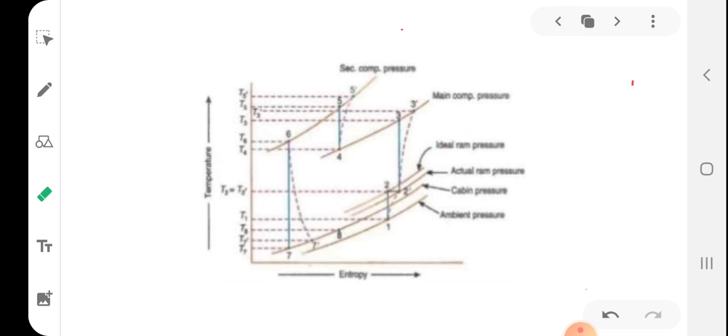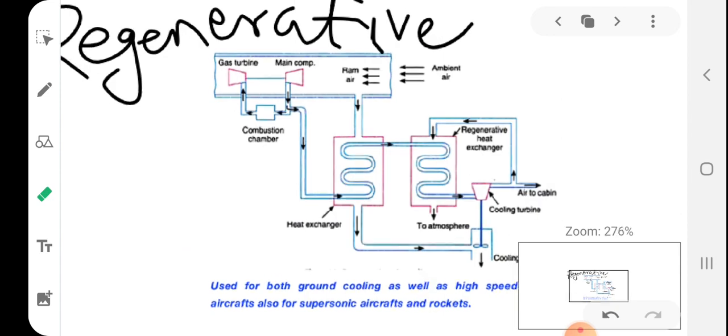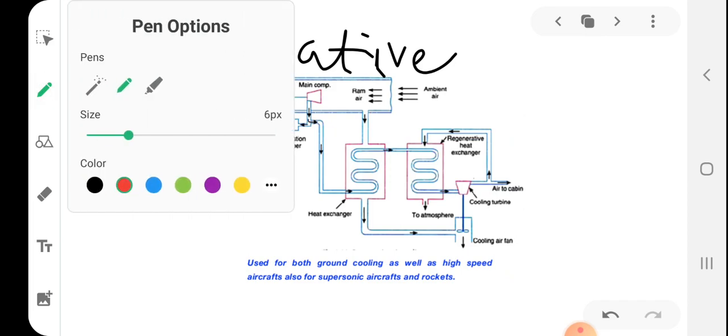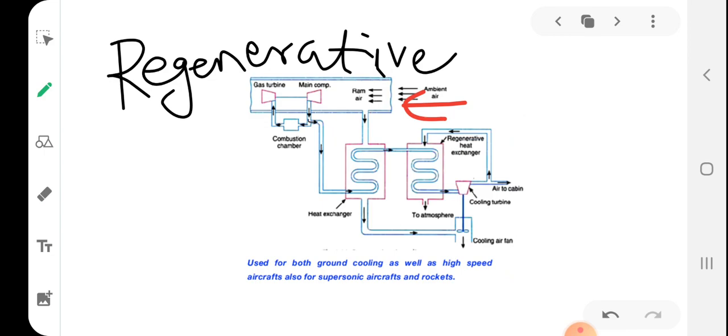Now we will move to the next system, the regenerative system. Students, the regenerative system is another kind of aircraft refrigeration system where a concept called a regenerative heat exchanger is used. Here, ambient air enters the aircraft system and ramming takes place. Its pressure and temperature increase. After ramming, the air is compressed and then enters a heat exchanger. In the heat exchanger, the temperature of the compressed air is reduced using the same rammed air bypassed.